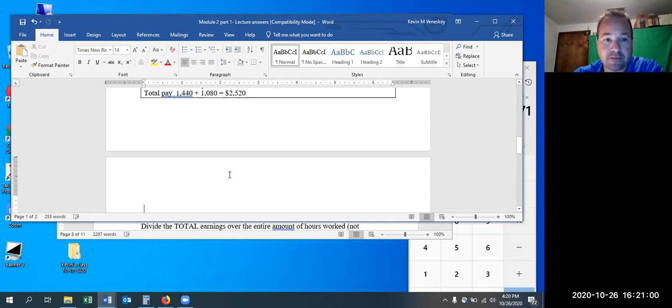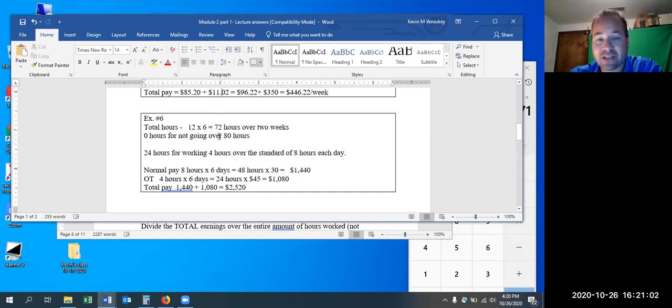The total hours: they work 6 shifts, 12-hour shifts, so 72 hours. So in that scenario, in option part 1, they wouldn't get overtime. They didn't work over 80 hours. But since all of their shifts were over 8, they would meet criteria 2 to get overtime. 24 hours total, because for every shift they worked 4 hours over, so 6 times 4 is 24.